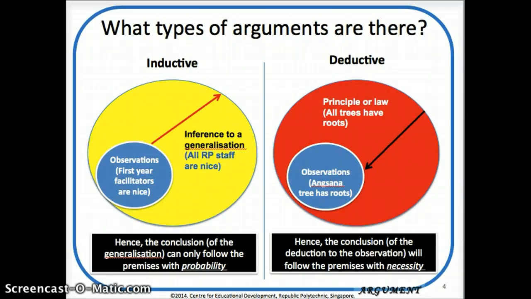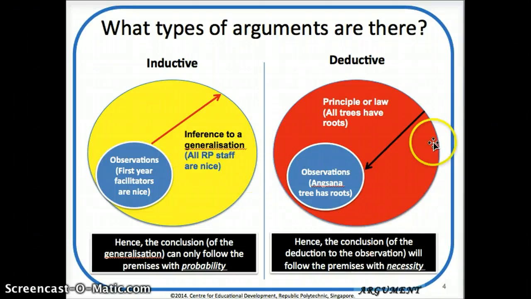These diagrams illustrate the different types of arguments. For inductive argument, we would carry out observations of specific instances in order to form some sort of pattern or generalization. For example, you observe that your first year facilitators are nice, so you make a conclusion about all RP staff being nice. Here you rely on observations of specific instances of first year facilitators in order to make a conclusion about the general population of RP staff being nice.